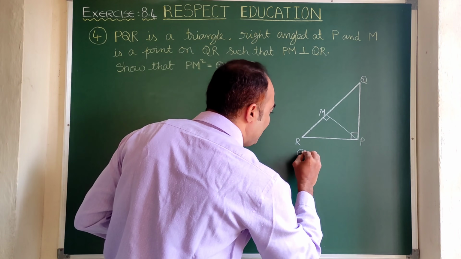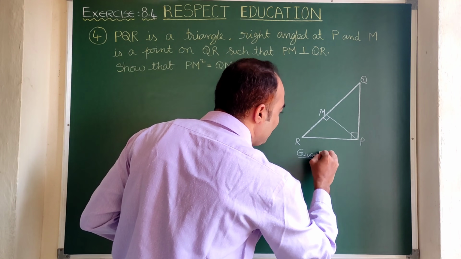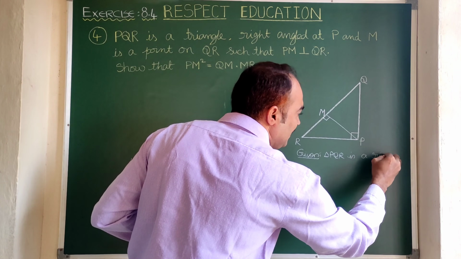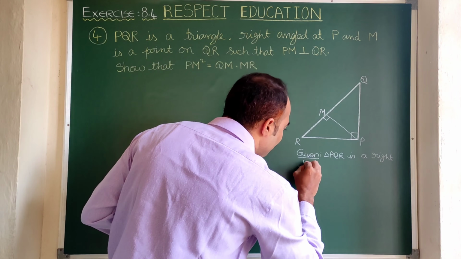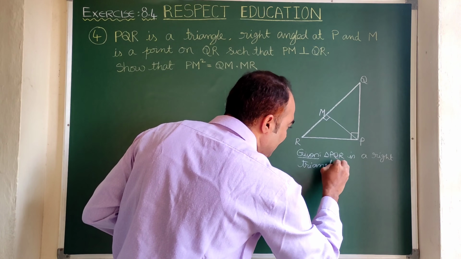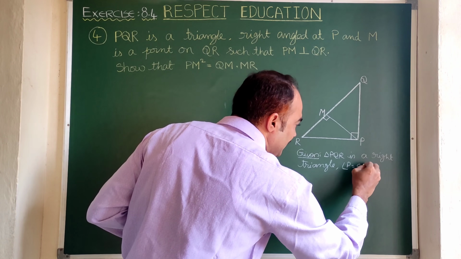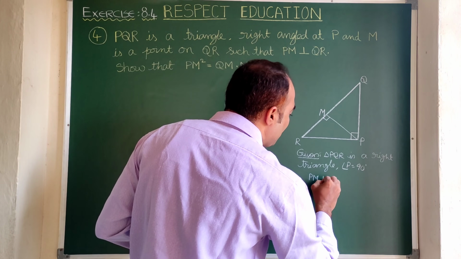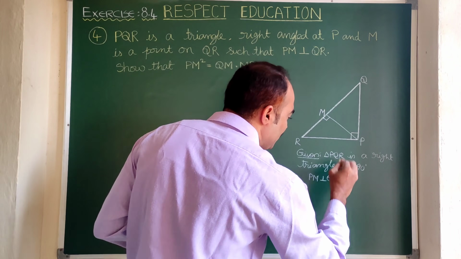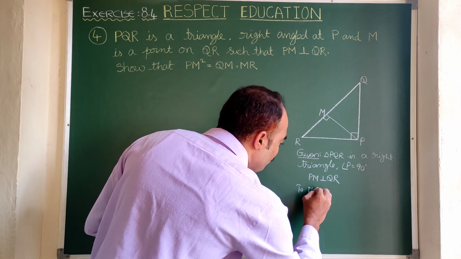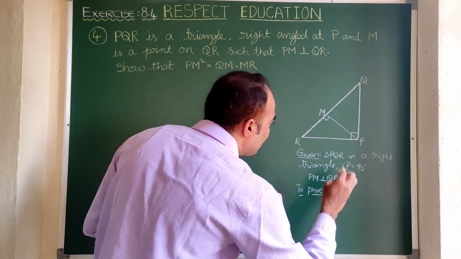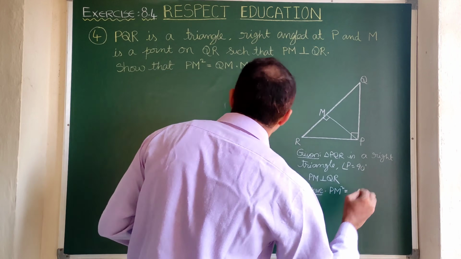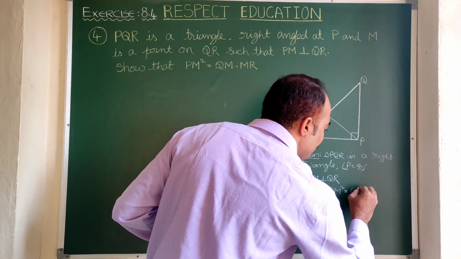Let us write given: triangle PQR is a right triangle in which angle P is equal to 90 degrees. Also PM is perpendicular to QR. Now here to prove. What to prove here? PM square is equal to QM into MR.